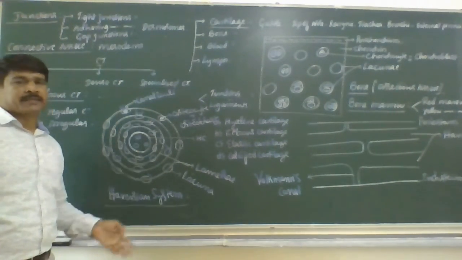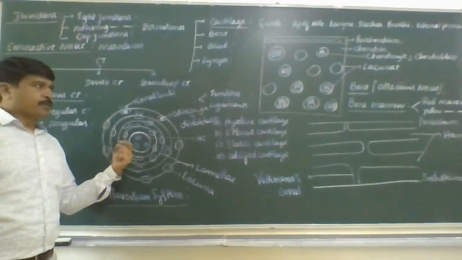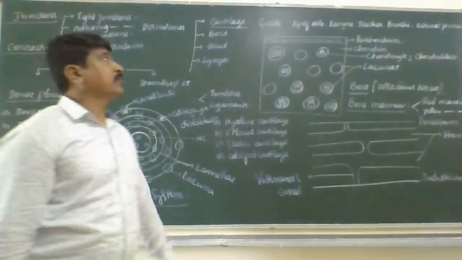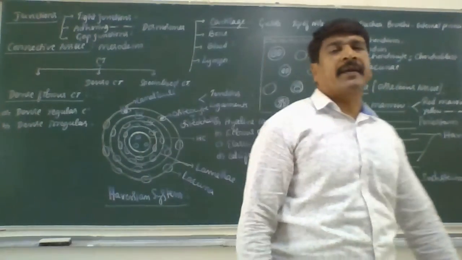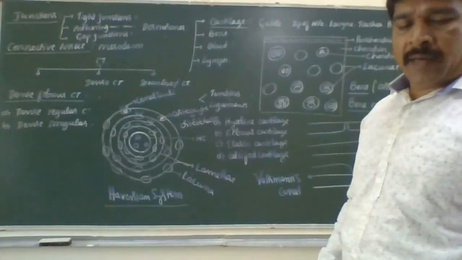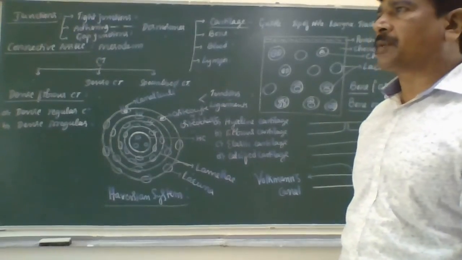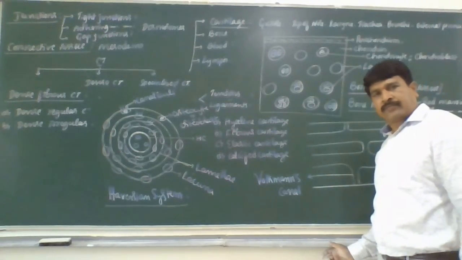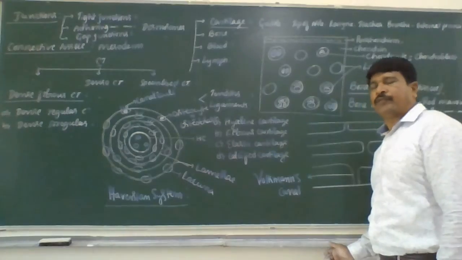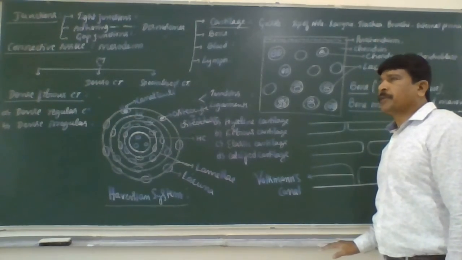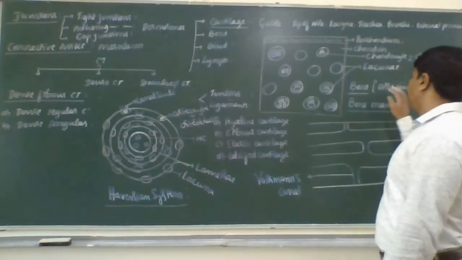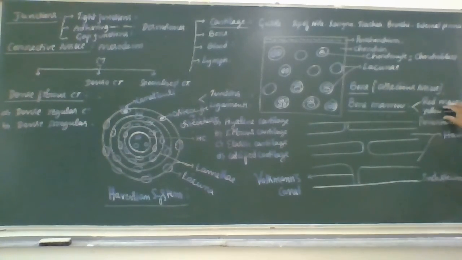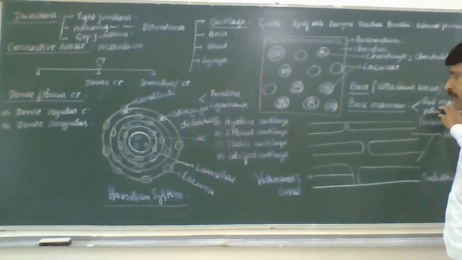Clear? So this is the other specialized connective tissue, called bone. I'll repeat once again. Bone is a hard rigid connective tissue. Hardness of the bone is mainly due to the presence of calcium and magnesium oxide. Bones are hollow organs. At the center, there is a cavity filled with vascular and adipose tissue or fatty tissue, called bone marrow. It is of two types, red marrow and yellow marrow. Red marrow is meant for the production of the blood cells. Yellow marrow is meant for the storage of the fat.